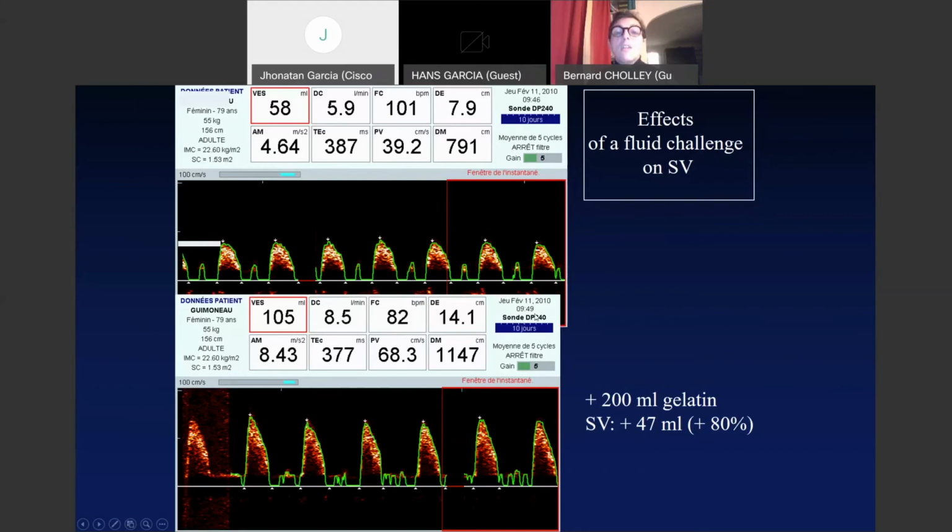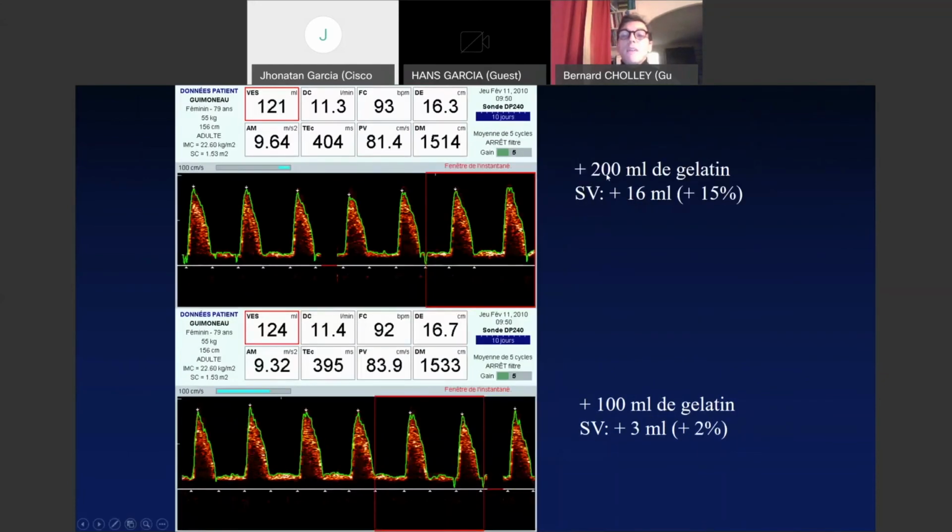And this is in 3 minutes, time to administrate the fluid challenge. An 80% increase in stroke volume. At the same time, the mean arterial pressure changed a little bit, but not much. But the stroke volume increased by 80%, which is huge. So we repeated the challenge with another 200 mL of gelatin, and this time, stroke volume increased only by 15%.